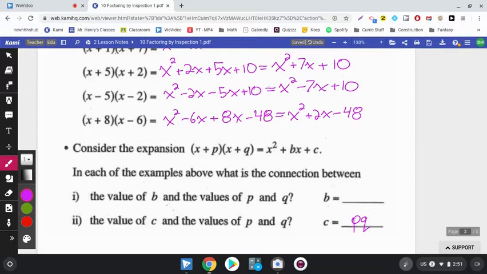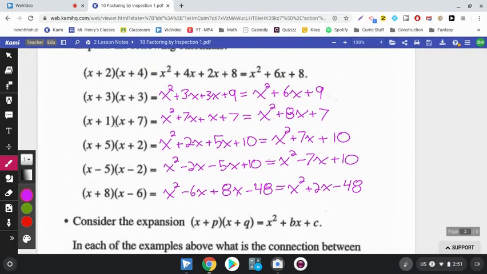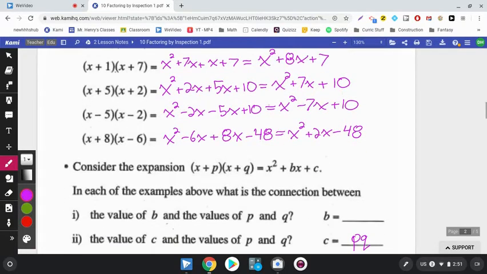Then what about the B term? Well, if I do the same thing, how do you go from 2 and 4 to 6, 3 and 3 to 6, 1 and 7 to 8, 5 and 2 gets me 7, -5 and -2 somehow got me -7, and 8 and -6 got me 2. Well, I am adding those. Okay, those original binomials, I multiply the values to get my constant at the end, and I'm actually adding them together to get the coefficient on the x term.